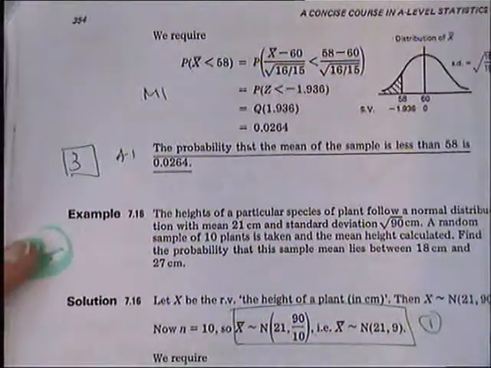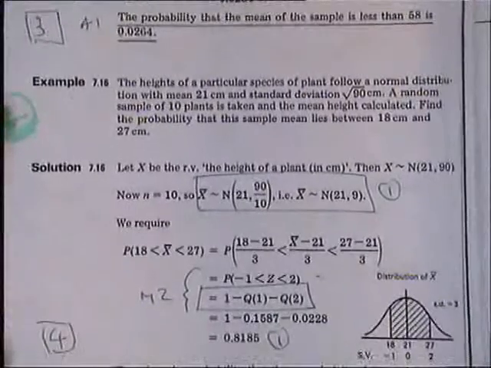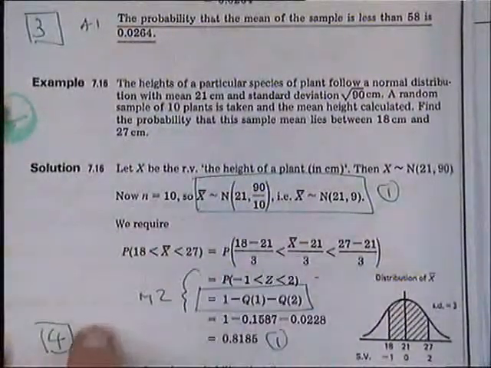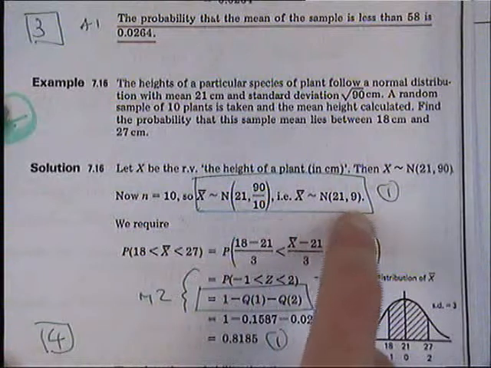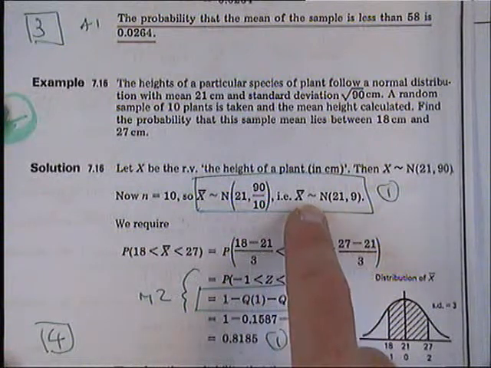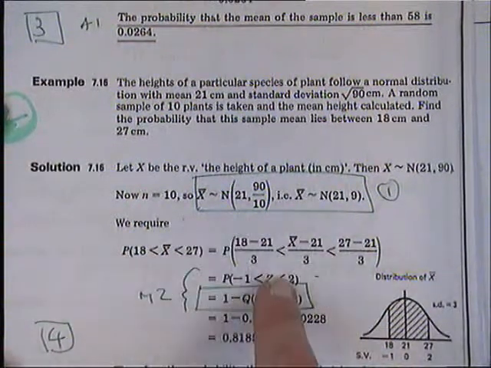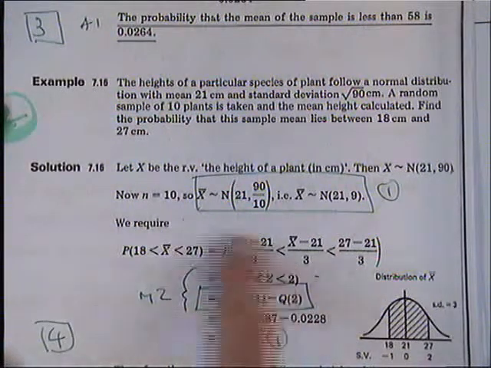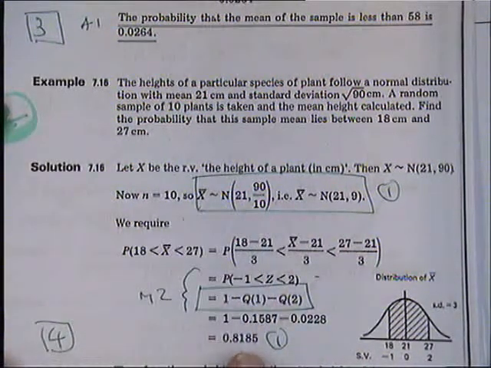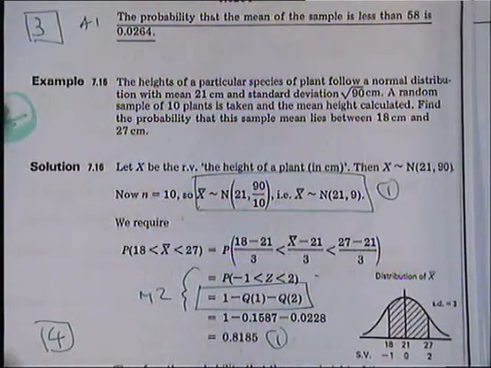The next question, which is this one you can see here on the board at the moment, this question is out of 4. There's 1 for stating the distribution of x bar. There are 2 method marks. You might not have done it the same way they've done it here, but there are 2 method marks, and there's a mark at the end for the answer. So that one is out of 4 marks.